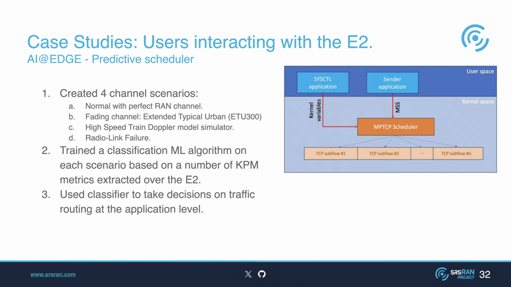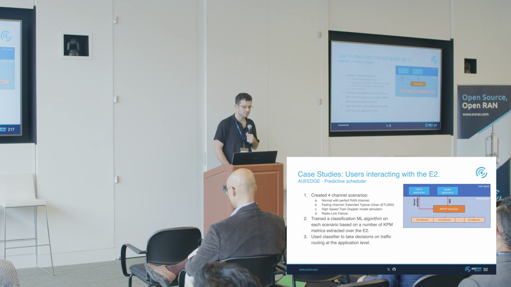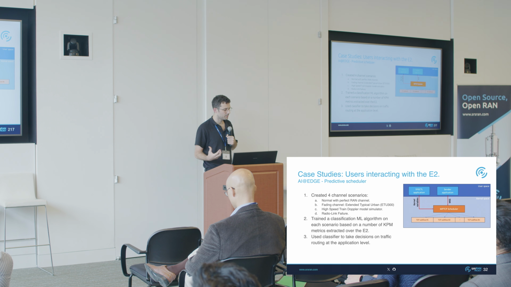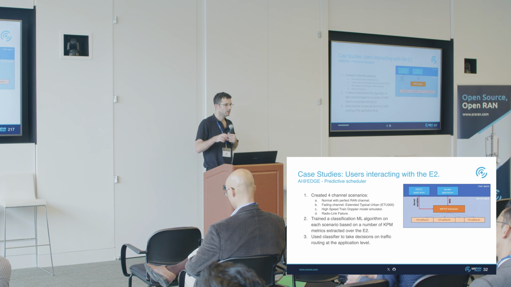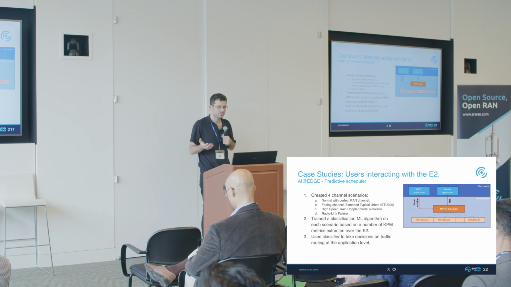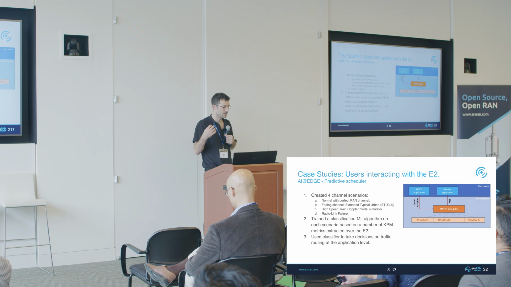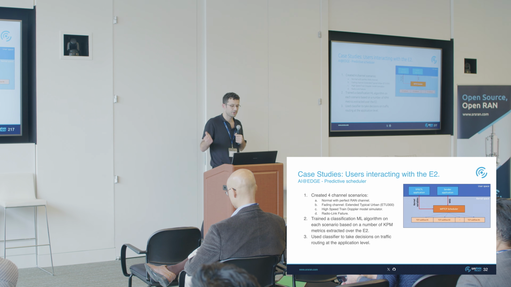Okay, so here's a couple of case studies of academic partners that have been using our E2 interface and our RICs. First of all, AI at Edge, a project that finished recently, where most of the partners were AI research focused. We were taking care of the RAN part of the project, and what they did is create a scenario classifier, an ML classifier, that took 4 different states that a RAN connection could be in, and classified them based on some KPM metrics they were pulling out. They then used this to make decisions at the application layer, like rerouting traffic appropriately.